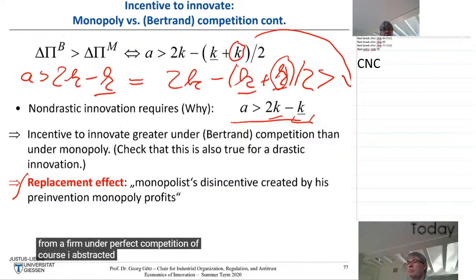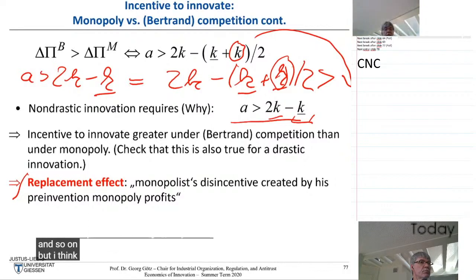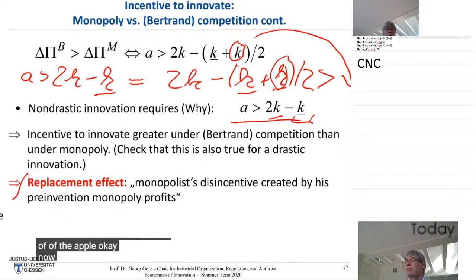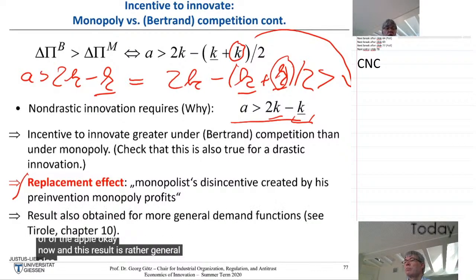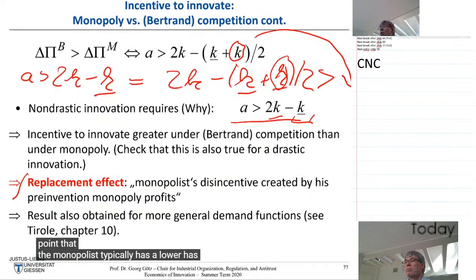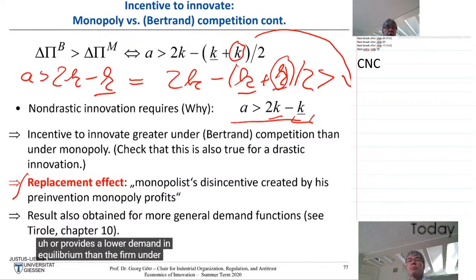Of course, I abstracted and simplified here because they face Samsung's competition and so on. But I think for many addicts of Apple, it's the most important part where they should switch to the new version of the Apple. Okay. Now, this result is rather general, also obtained for much more general demand functions. It all goes back to the point that the monopolist typically provides a lower quantity in equilibrium than the firm under competition.